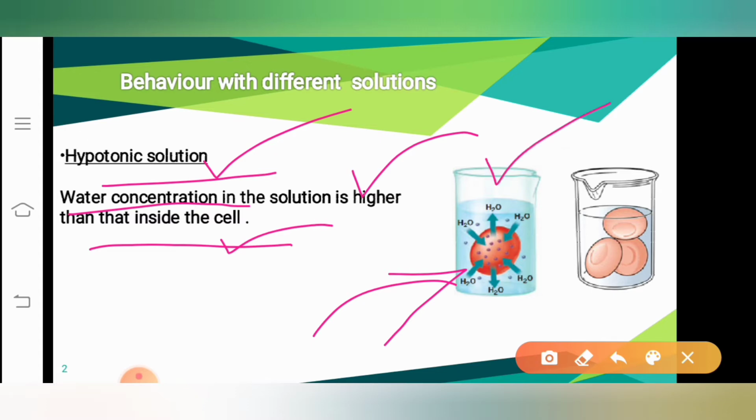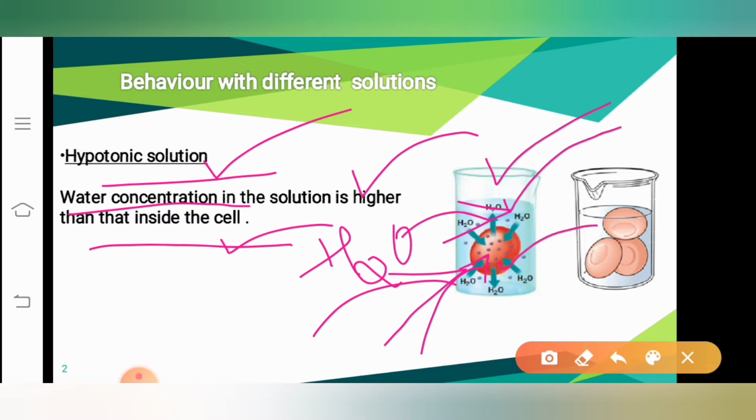Think this is a hypotonic solution. If this is a hypotonic solution, what happens? The concentration of water in this solution is more compared to the concentration of water inside a cell. But remember, both in the solution and in the cell there is presence of water. The amount of water is there in both the cases, but the concentration is more in the solution compared to the cell.